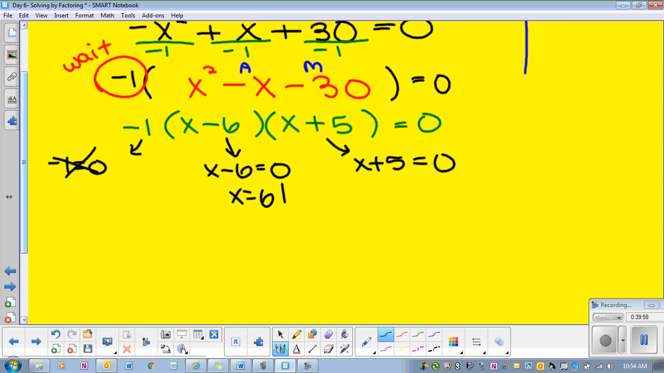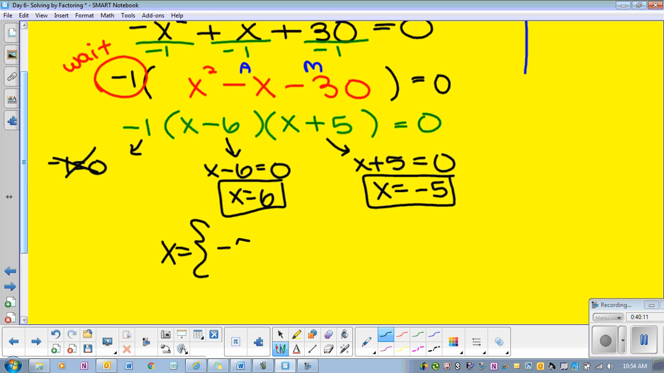x equals 6 here, and x equals what? Negative 5 over here. Good. There you go. We have our two solutions. Okay? Questions?